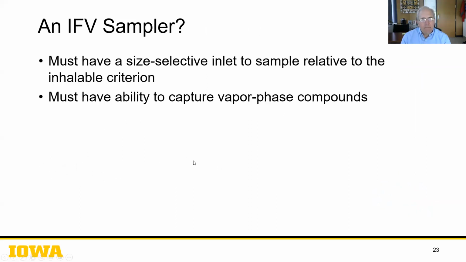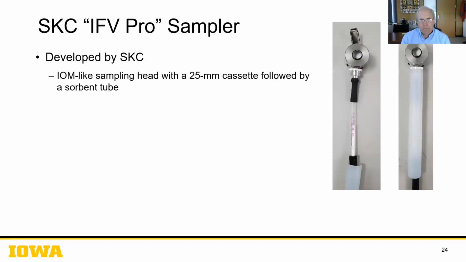So is there an IFV sampler? If there is, it has to have a size selective inlet to sample relative to the inhalable criterion, and it should have the capability of capturing the vapor phase compounds. And it just so happens that several years ago, SKC developed a sampler for that purpose. They call it the IFV Pro.